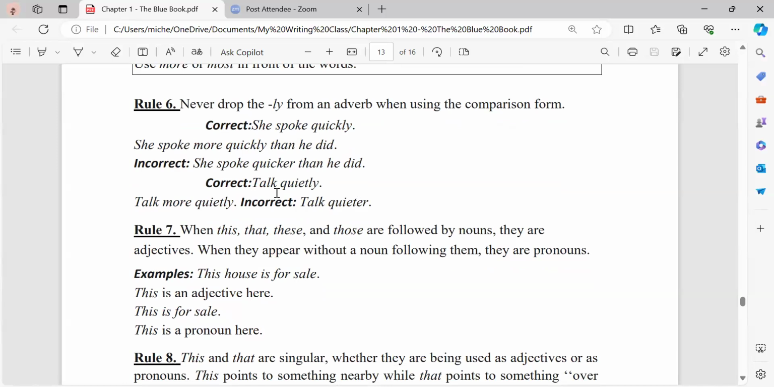So here's talk quietly, talk more quietly, and the incorrect one, talk quieter. It's kind of weird, but you can say talk quietly or talk more quietly. So we're using the comparison here, so we shouldn't drop the ly from that adverb. Talk quieter doesn't make sense here, so we should use more: talk more quietly. If you're confused, this correct one should be correct as well.